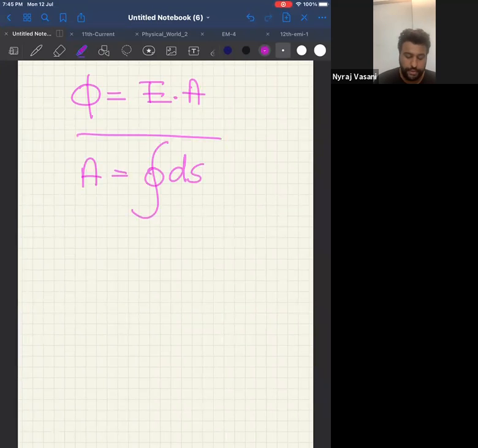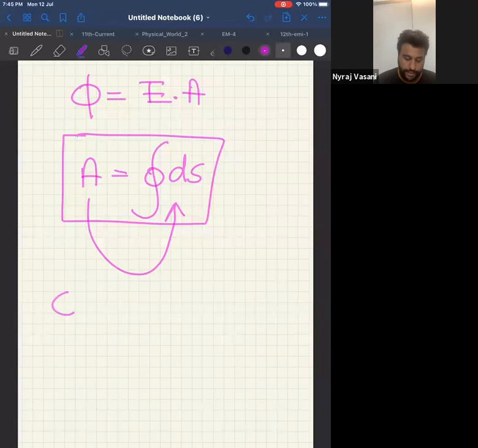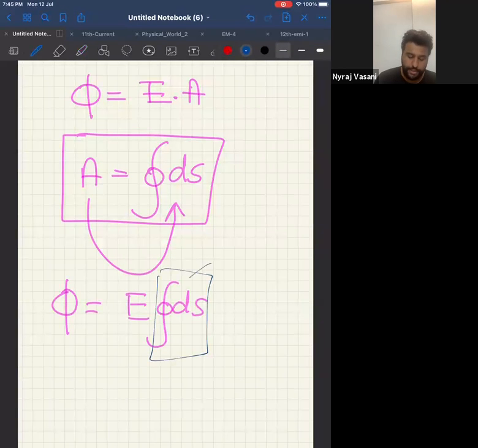Therefore, in future, if you see this formula for area, you should not get confused. Or many times area is substituted as closed integration of ds. That means electric flux is also given as E into closed integration of ds. In that, this means nothing but the area itself. Also, since it is E dot A, electric flux formula is E A cos theta. Okay, now that is the meaning of point number 8.